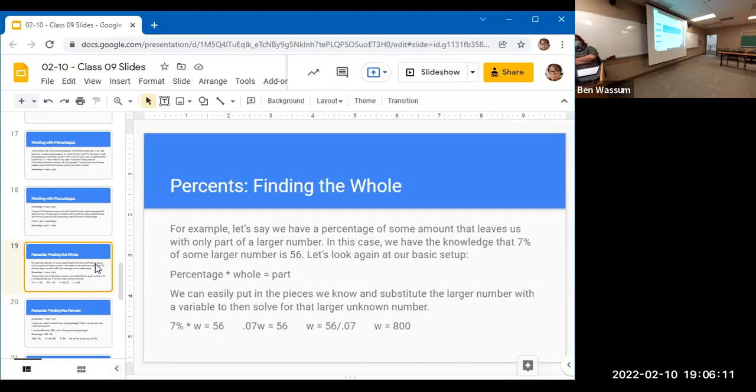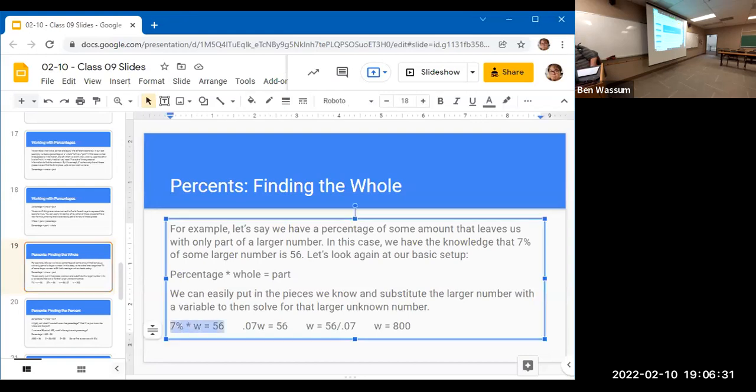So in this case, you can put those pieces together that you know and substitute the larger number with a variable, and then you can solve for that unknown number. So we know we have 7%. We know that 7% of whatever that is is 56. So we can set it up like that first guy right there. 7% times W, I use W for the word whole. Doesn't really matter. I could put an X, I can put a picture of an apple. Doesn't matter. It's a variable. It's a thing I don't know. So 7% of thing is equal to 56.